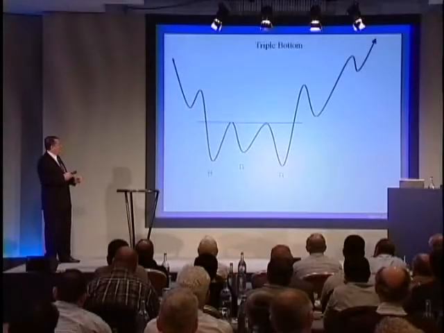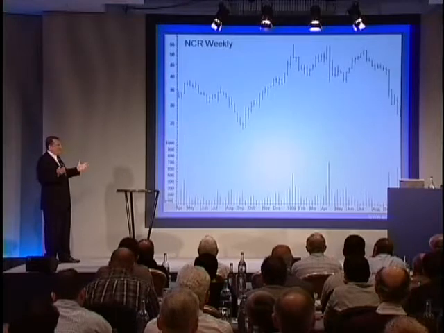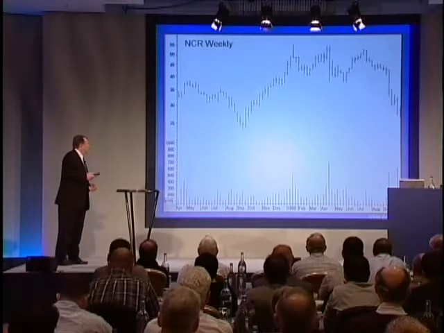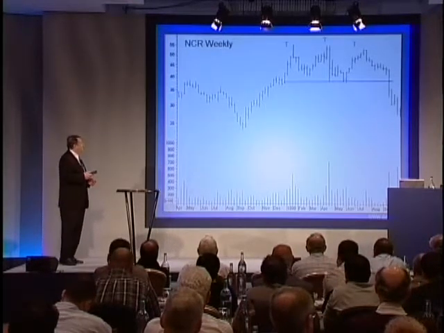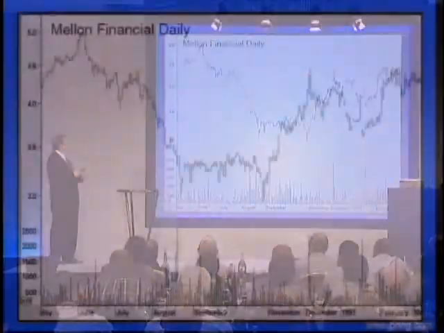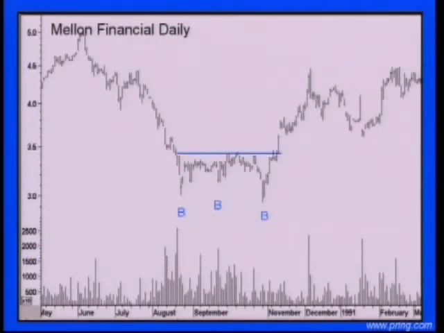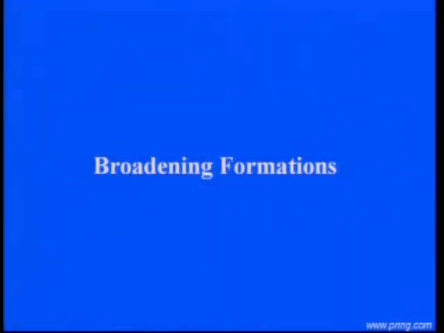A triple bottom is the exact opposite of a triple top, where we get 3 bottoms at approximately the same level. And the measuring implications are exactly the same. Here we see 3 tops and a break to the downside. And here is a kind of a triple bottom just here. Not much volume on the upside.